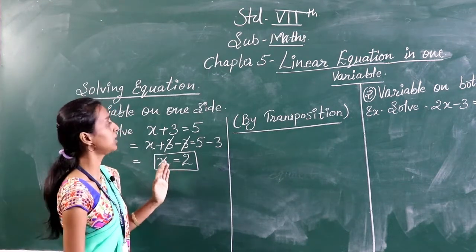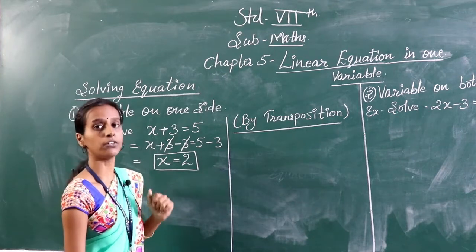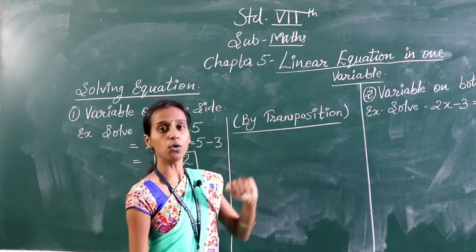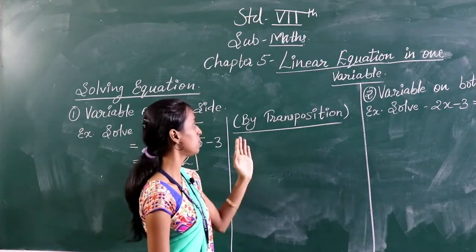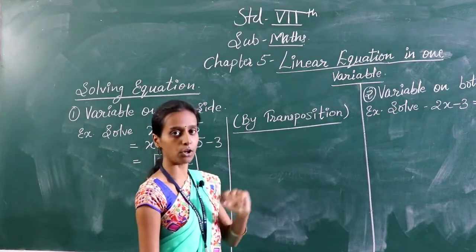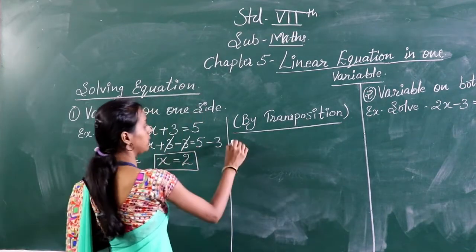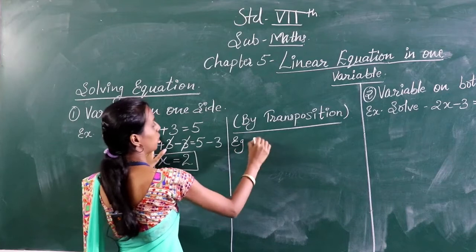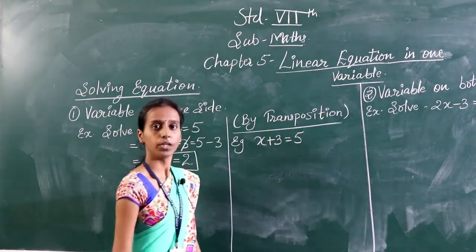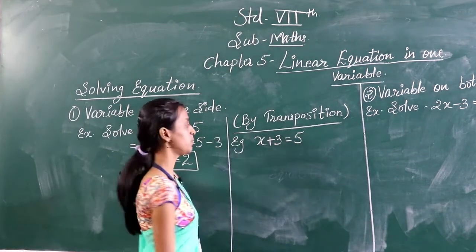Okay, now we can see another method which we generally use. The other method is called transposition. That means changing the side of the number and also changing the sign of the number. So if we take the same example, the equation x plus 3 equals 5, how can we solve it by transposition?